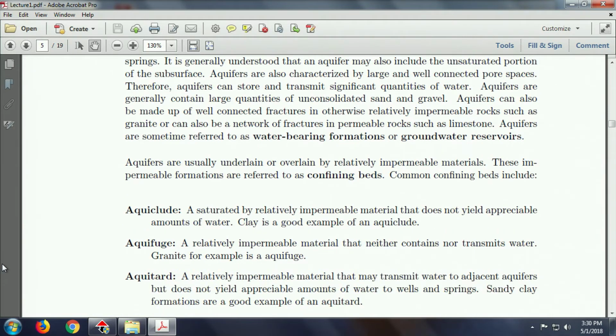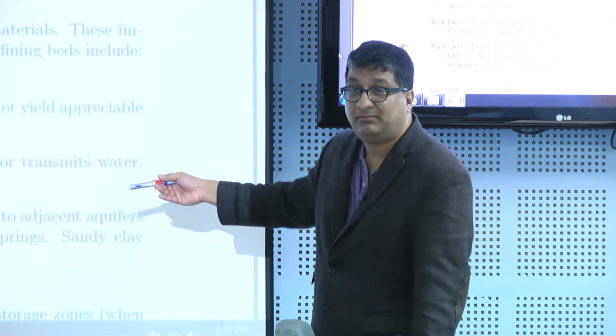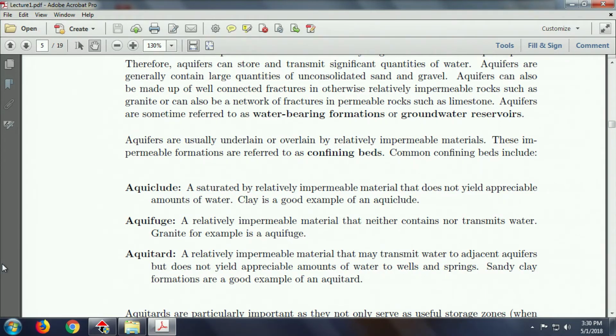Okay. What about aquitards? So aquitards are relatively impermeable materials that may transmit water, but they don't have a lot of water. Typically you have clays mixed with sands, or sands and silts and clays mixed together, forming aquitards. Okay. If you are looking for water supply, you will never put a well in an aquitard, because it doesn't give you a lot of water. Okay. But aquitards are extremely important from a transport perspective, because if a contaminant gets into an aquitard, it will sit there, and then the water that passes through it will get contaminated and go into the aquifer, and it will get contaminated. Okay, so the way to remember aquitard is, it retards the movement of water.